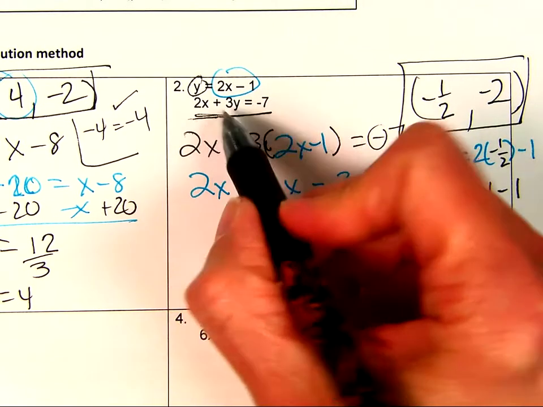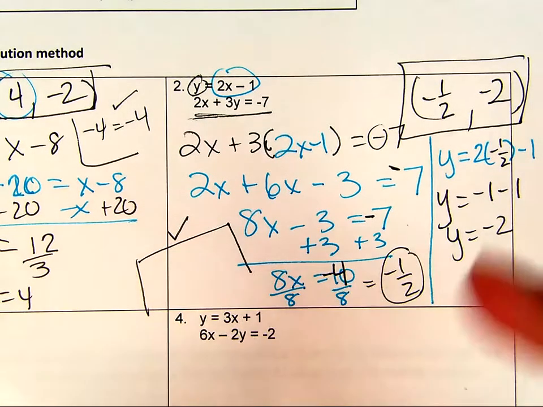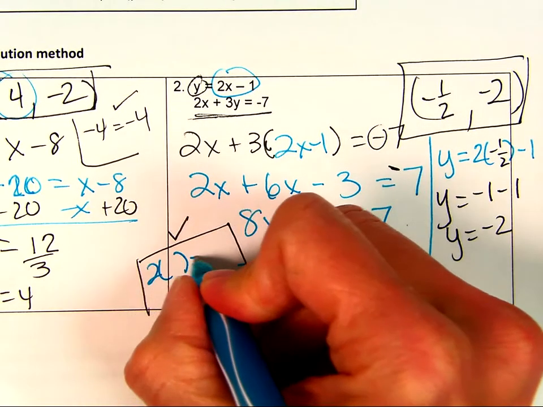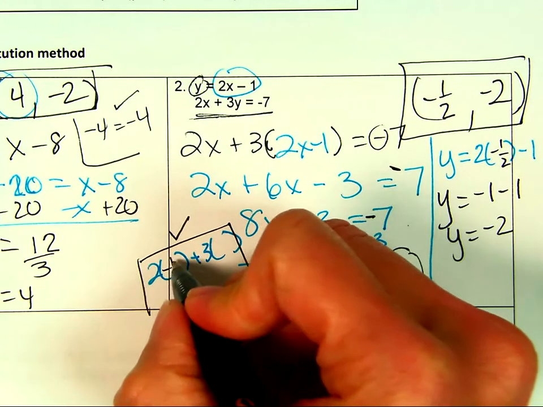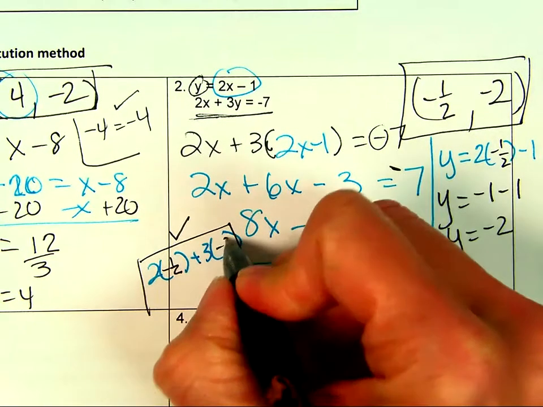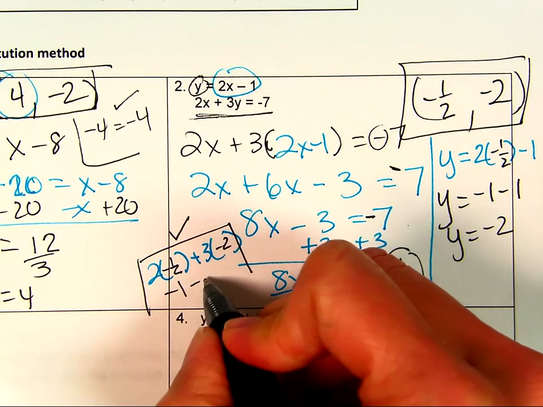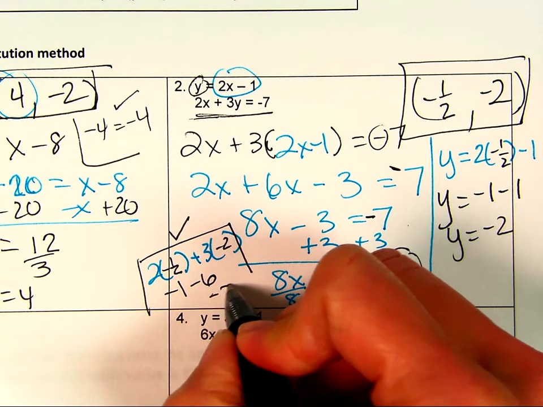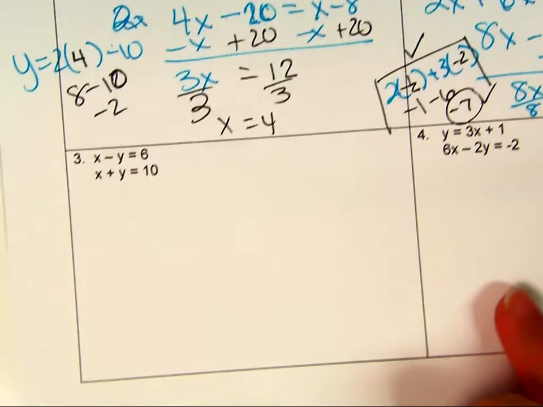So this is my check over here. I'm going to say 2 times x plus 3 times y. And if I get a negative 7 when I plug negative 1/2 in for x and negative 2 for y, I know I'm good. So that's a negative 1 minus 6. And yes, that's negative 7. So I know I am right. That's my answer. All right, let's try another one.